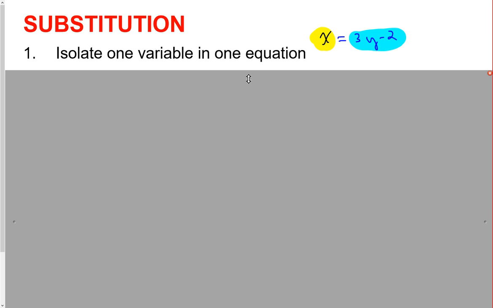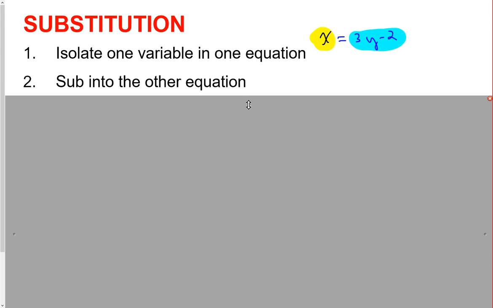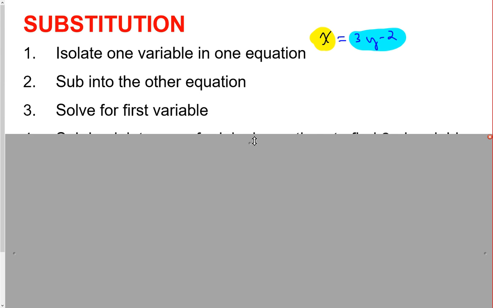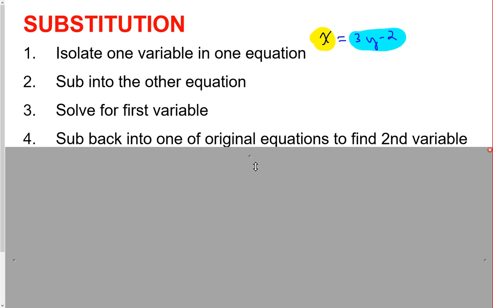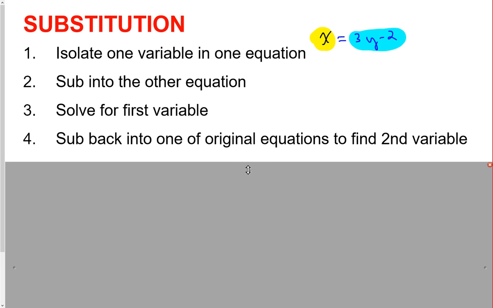So I've got to isolate one variable in one of the equations. Maybe it already comes isolated and I don't have to do anything. Then I'm going to sub it into the other equation. I'm going to solve for my first variable. And I'm going to sub back into one of the original equations to find my second variable. So if I subbed in for x, my second equation would now only have y's. I would figure out what y is, and then I would sub that back into the original equation to get x. So substitution, you got to sub one equation into the other.